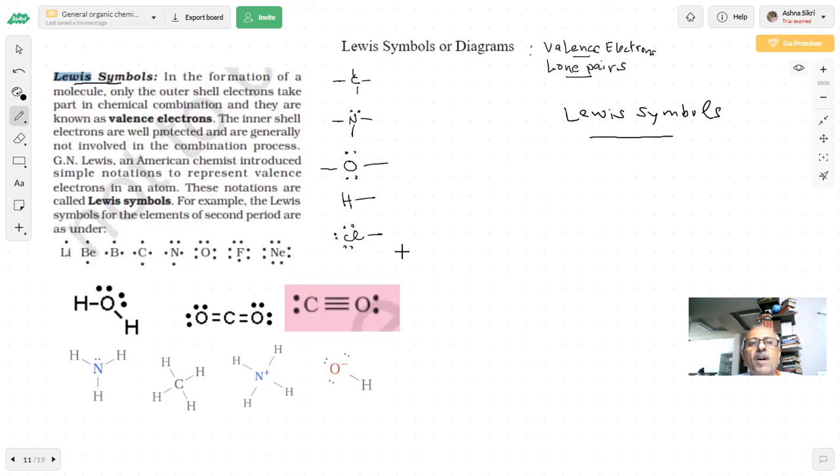So how do you write the Lewis symbol, students? What we do is we try to see how many valence electrons are there. For example, hydrogen. How many electrons are there in hydrogen? One. So when I represent the Lewis structure, you show one dot. Now hydrogen has one electron. When it forms a bond, how many bonds can it form? Tell me. Always one.